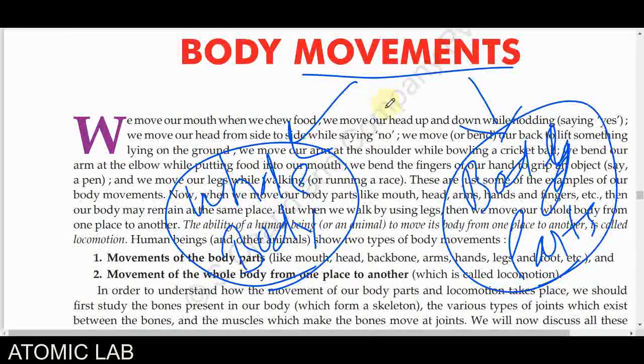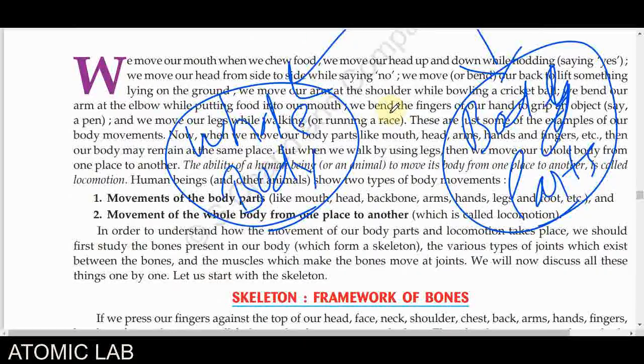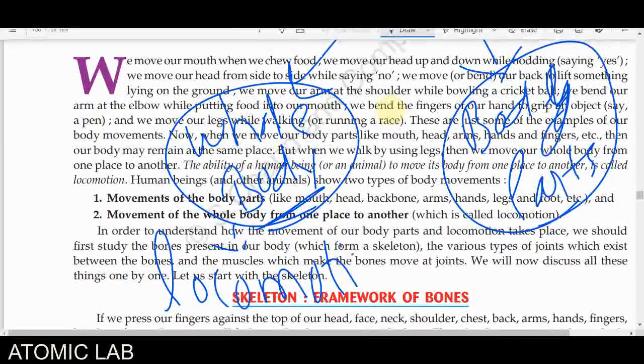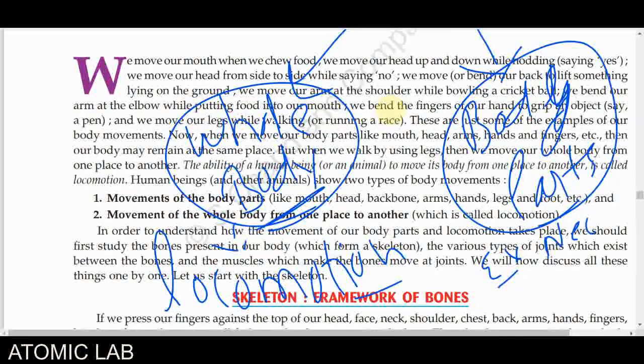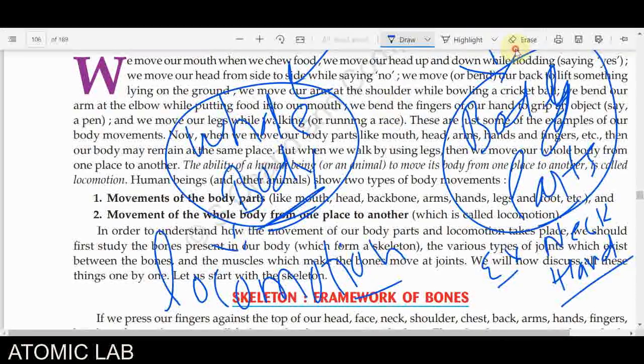So you have to remember, when we are moving from one place to another place, and the whole body is moved, this is known as locomotion. And when we are just moving a single or particular body part, like the movement in the neck, head, or hand, movement in the legs, that is known as movement in body parts. So we classify them into two groups.